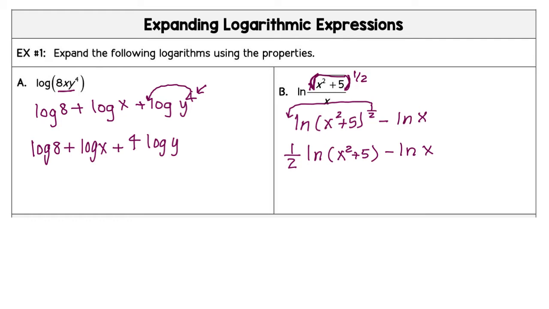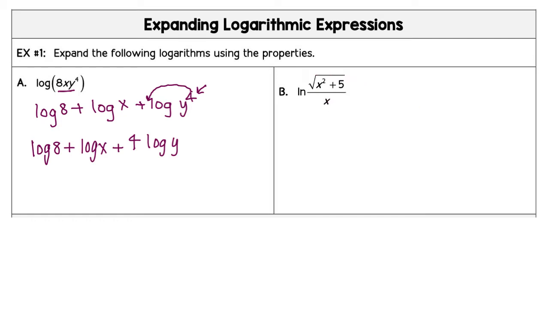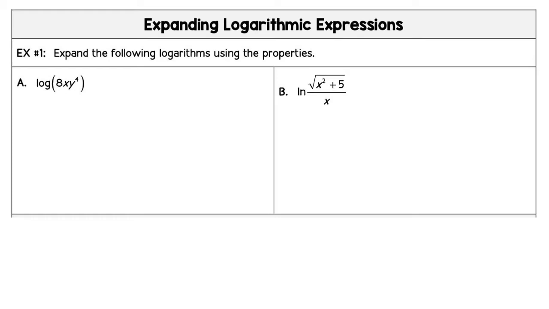Again, if you're multiplying, you separate all that with addition. If you're dividing or you have a fraction, then those separate to subtraction. Now let's go the other way. We're going to do some expanding and condensing here. On our first one, we've got log 8xy to the fourth. That is all put together with multiplication, so that is going to be our product property. And notice we expand the product property with addition, don't we? So we're just going to break all this apart with addition.